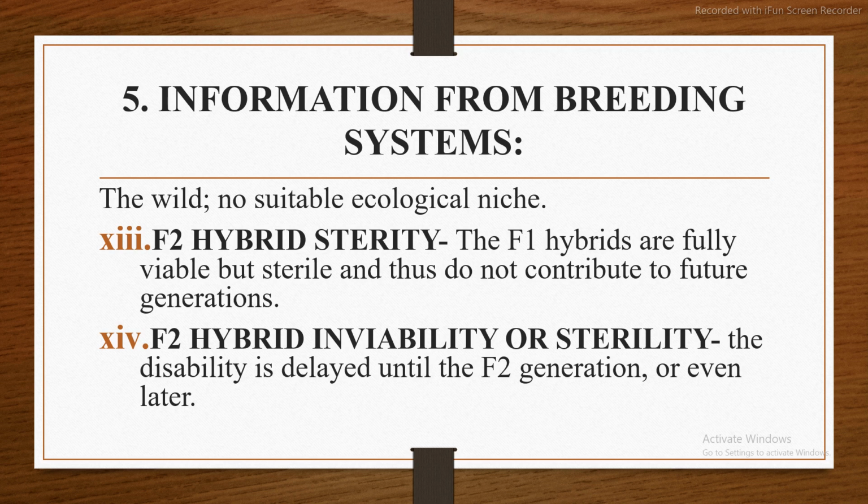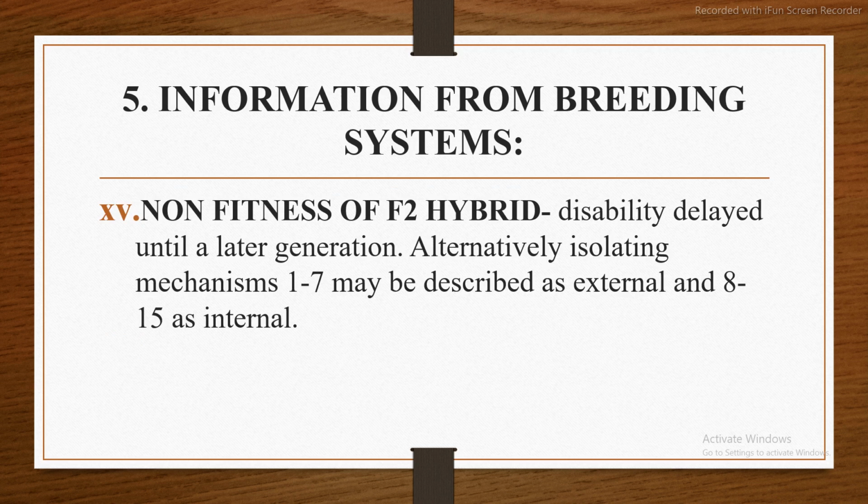So next is F2 hybrid inviability or sterility. The disability is delayed until the F2 generation or even later. Next is non-fitness of F2 hybrid. Disability delayed until a later generation. Alternatively, isolating mechanisms like 1 to 7 may be described as external and 8 to 15 as internal.